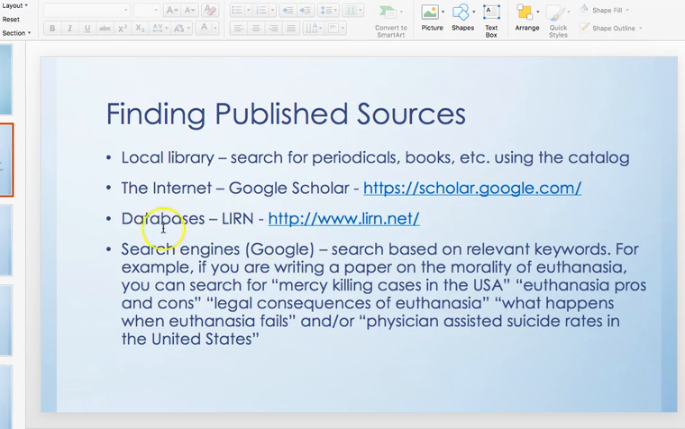Other than that, of course, you can always do a basic Google search. But when you are using Google, make sure you are searching based on relevant keywords. For example, if we're writing a paper on the morality of euthanasia, you can search for mercy killing cases in the USA, or euthanasia pros and cons, or legal consequences of euthanasia, what happens when euthanasia fails, or physician-assisted suicide rates in the United States. Generally, the more specific you can be, the better sources you will be able to find.